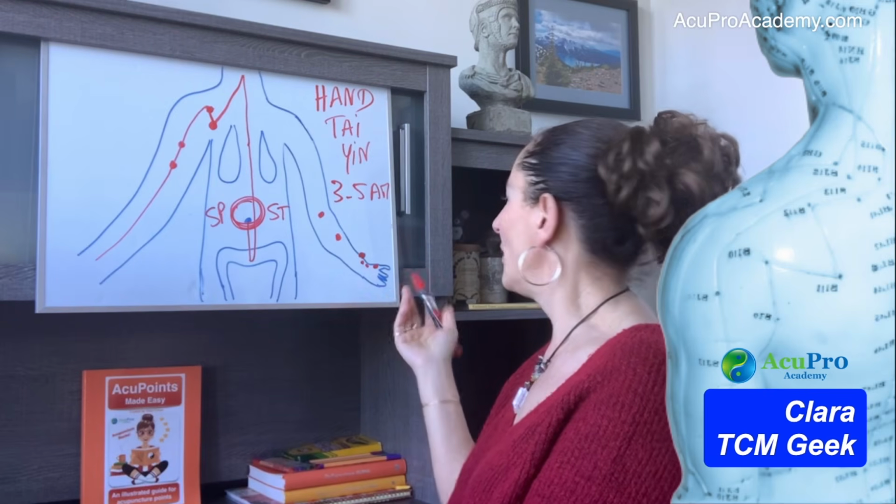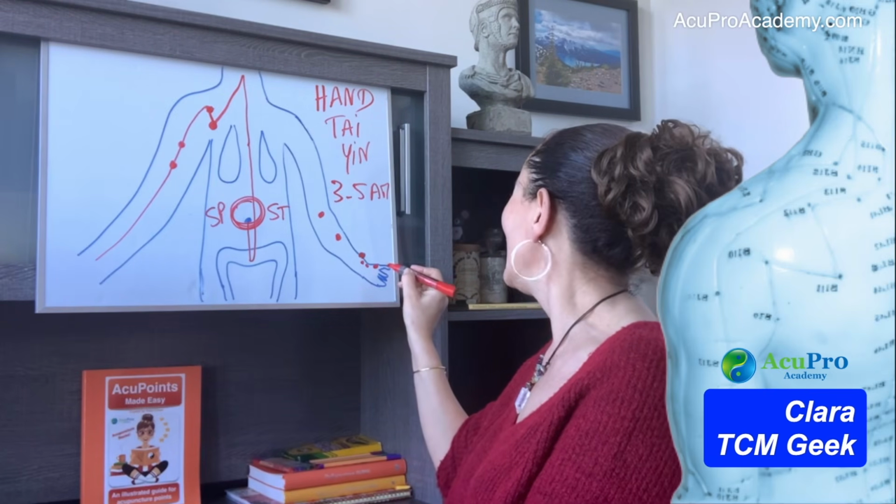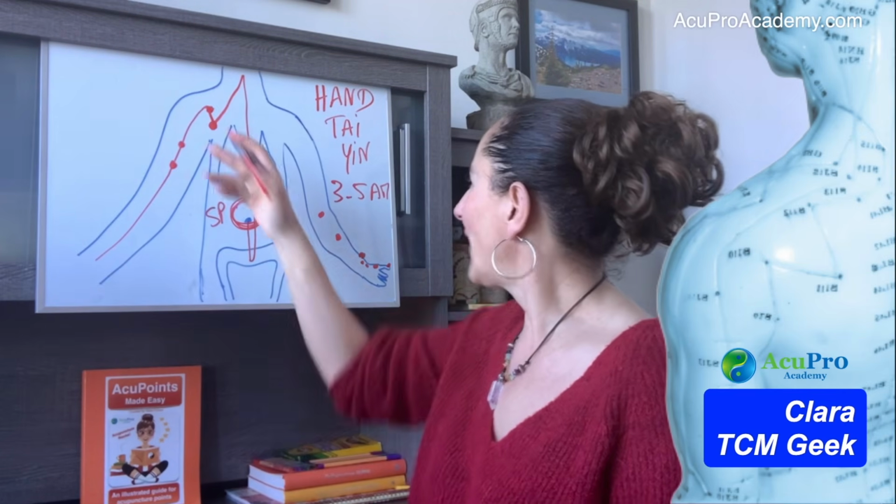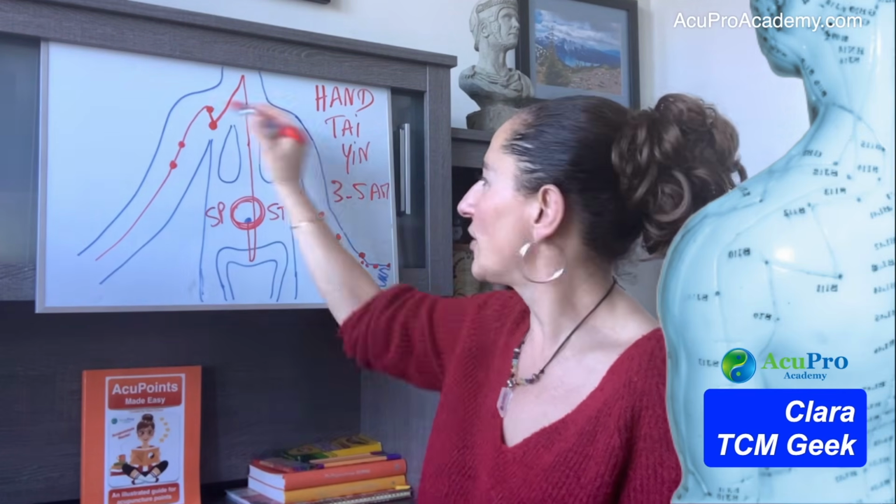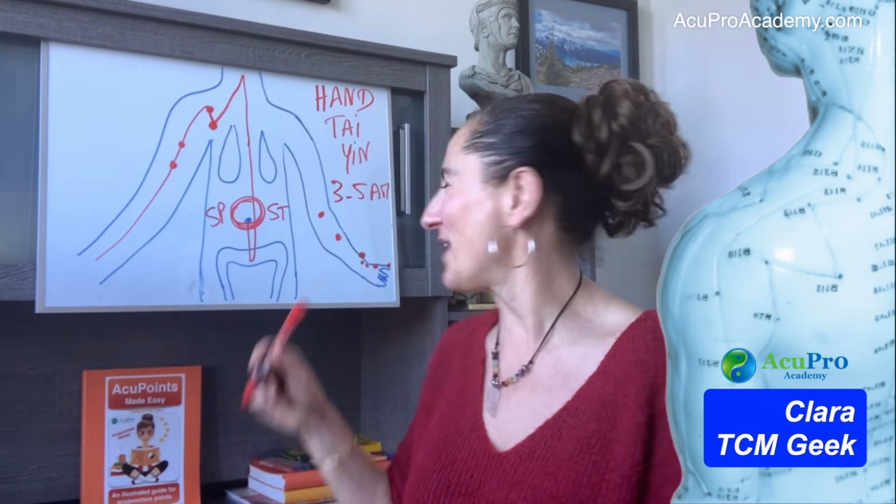10 on the palm, look at my beautiful palm. And 11 at the end of the thumb. So obviously it is bilateral. I just started this way and it finishes here because of my drawing and the space I have on that board. So we have 11 points there.